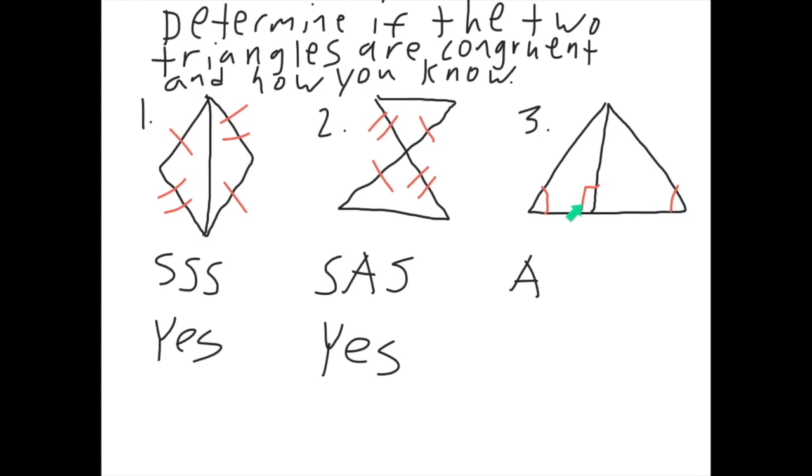Well, if we know this angle is a right angle, this angle over here makes a line, so that means it's 180 minus 90, which is also 90. So this side over here is also a right angle. So that means those two are congruent. So I can put another angle. Then we have a side congruent to itself, because this side is shared by both triangles. So we have a side. Angle, angle, side. Yes.